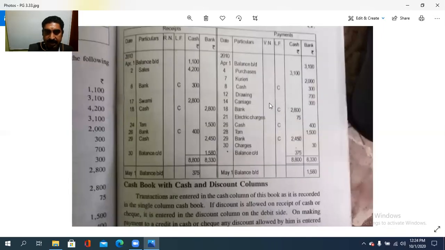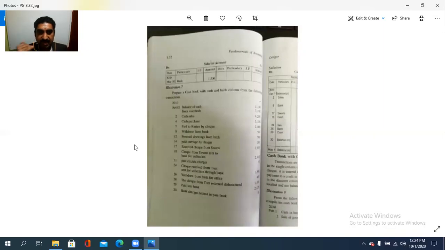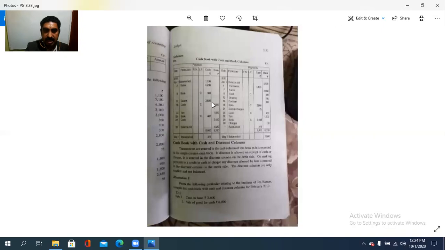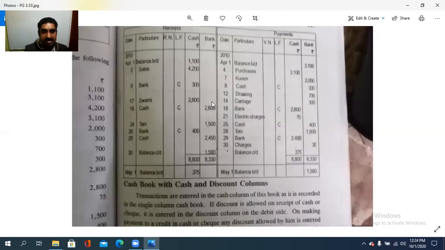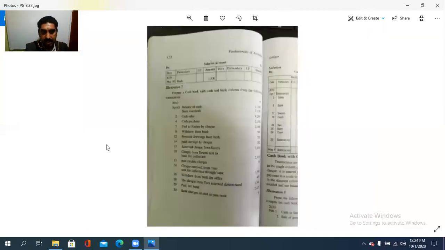Look, then next entry, received check from Swami. Check received is the same as cash received. So the entry is cash account debtor to Swami. So here, cash to Swami, see, in the cash column. Check received is the same as cash received. That's the bank item.